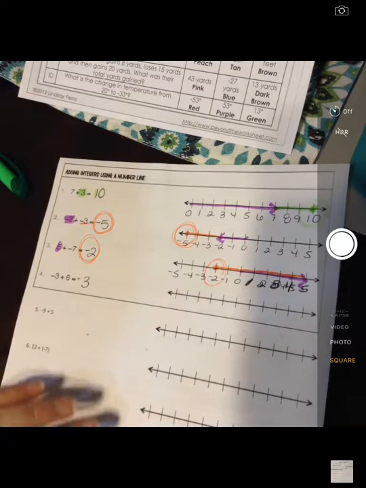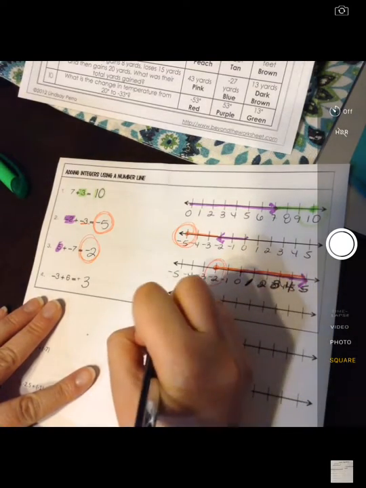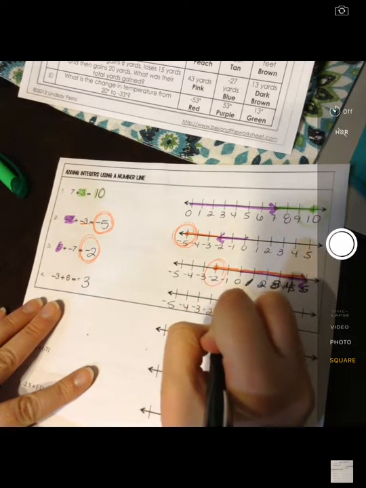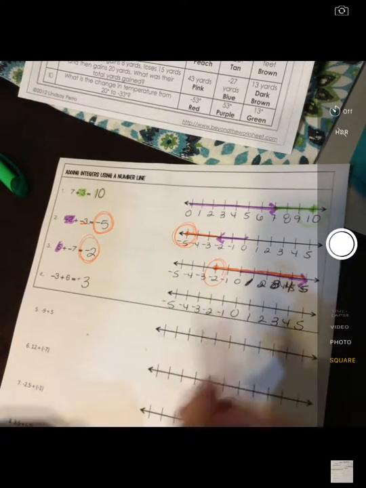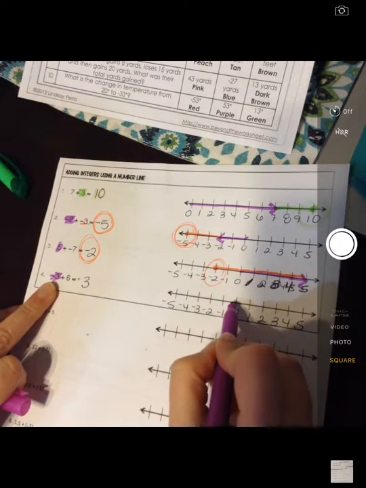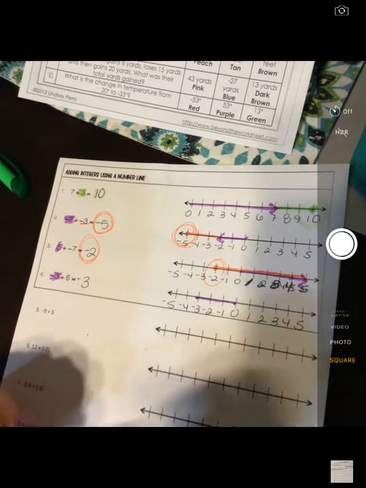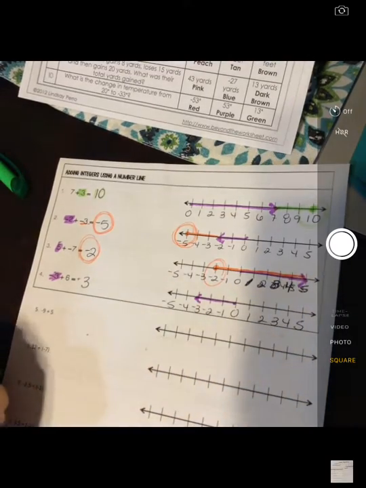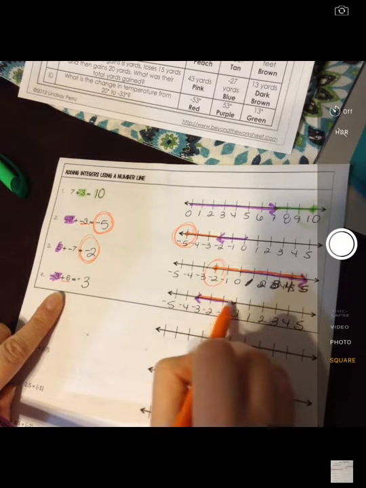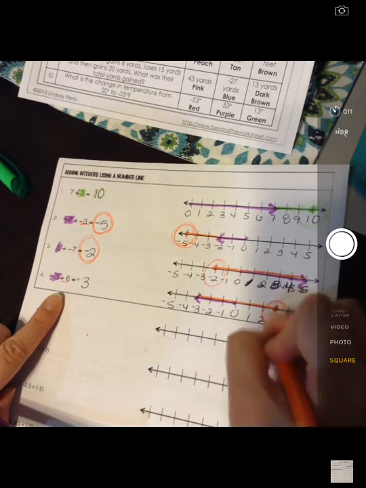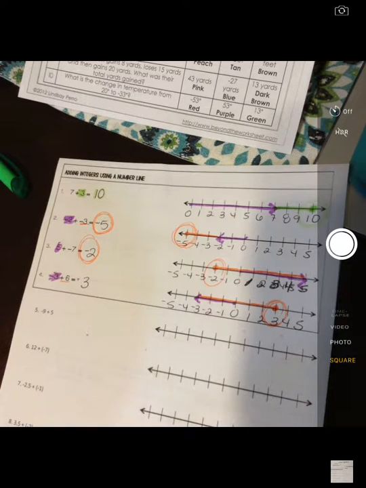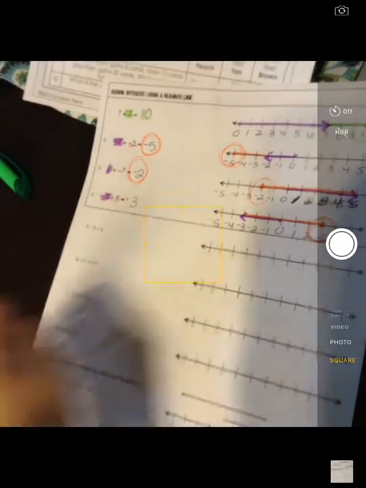Okay. So let's do the next one. So let's do the same number line. First one says I need to go down to negative 3. And then it tells me I need to go up 6 units. So 1, 2, 3, 4, 5, 6. So I end up on positive 3. I lost it again. All right, so let's look at the next one.